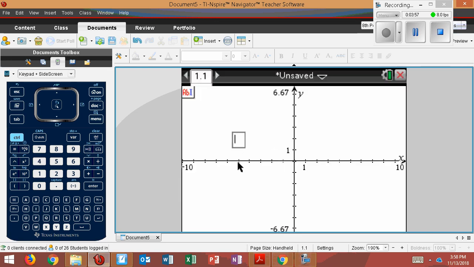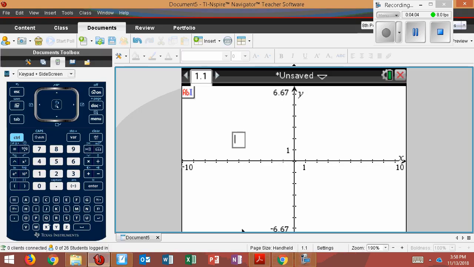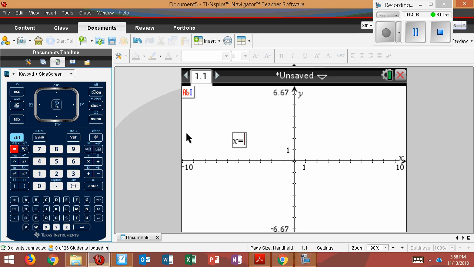What I type in is the equation, x equals (3y minus 1) over (2y plus 3). Anytime in our calculator, if you have a variable solved, you can use Menu, Actions, Text, and just type in the equation, and it should graph it just fine. So 3y minus 1 over 2y plus 3.